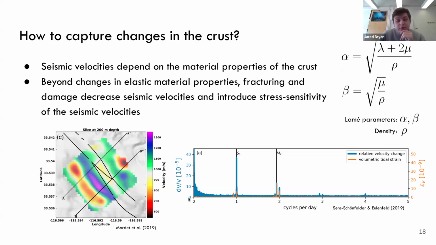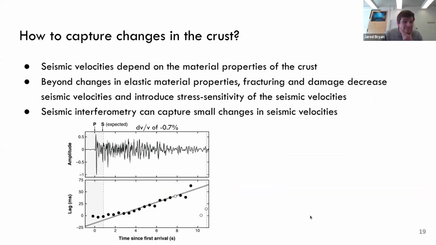So this is an example of some seismic velocity changes as a function of forcing frequency. You can see there's a lot of seismic velocity change, which is correlated with these different tidal forcing frequencies, is I guess what I'm trying to say. So you can use these kinds of different forcings in order to understand something about the rheology of the material, characterize the stress sensitivity, and so map those kinds of properties around the fault zone.